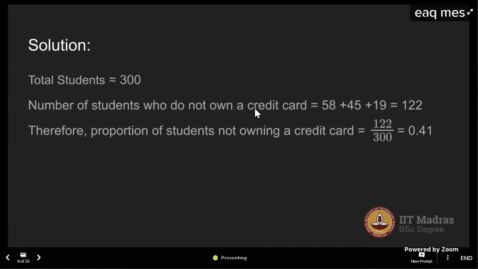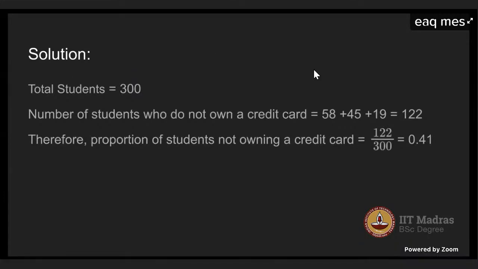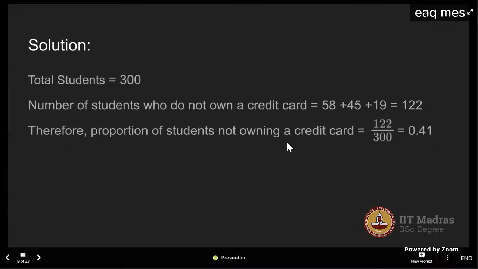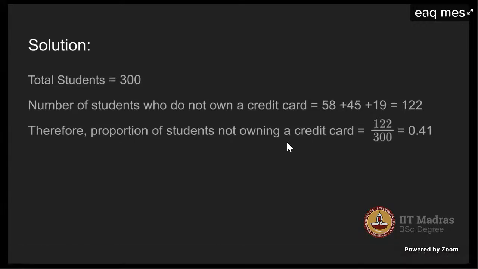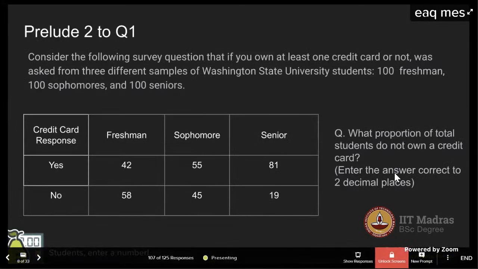Any doubt in this? Sir, I have written 0.406, so will it be correct or wrong? In exams, it will be considered correct, but try to enter only 0.41 because the question mentions 2 decimal places only. Sir, I have written 0.40, will it be considered incorrect? No, it will be considered correct.